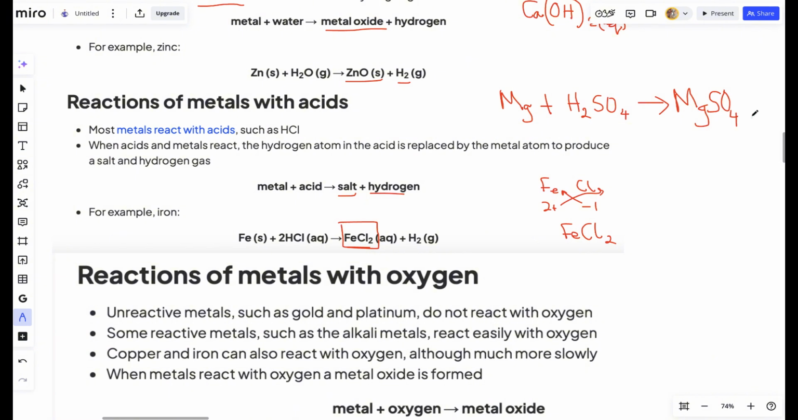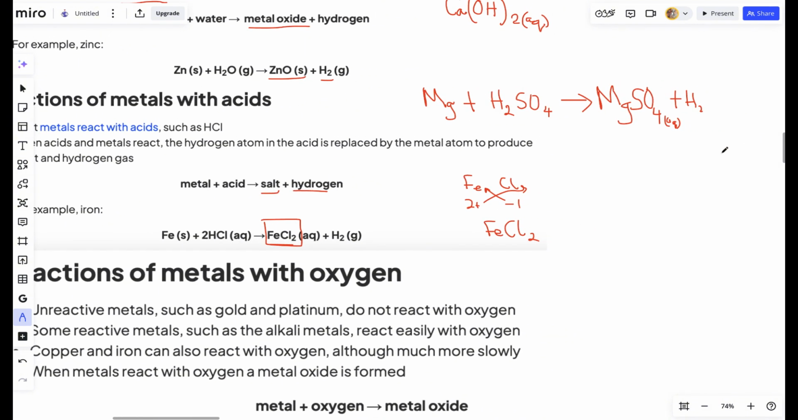Plus hydrogen gas. Now, why do we write MgSO4? This MgSO4 is aqueous because it's a salt. So this is the state symbol. When you write equations, you learn to write their state symbols. This one is also aqueous. It's an acid, so it's aqueous.